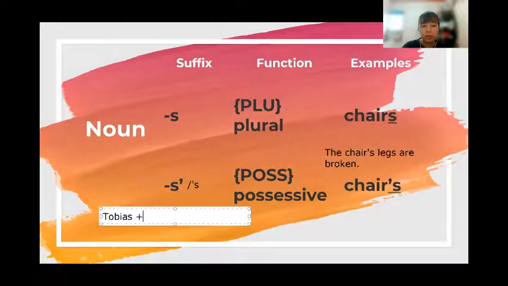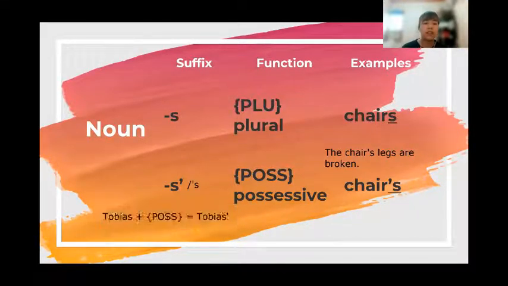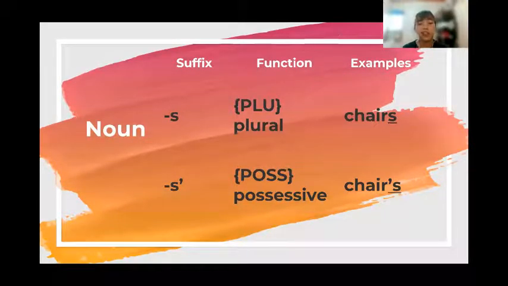So for example, Tobias, the name of a person, a proper name of a person. So Tobias plus possessive is equal to Tobias apostrophe because it ends in S. So here you just add an apostrophe if you're forming it into a possessive noun. Okay. So the same, as you have seen, the part of speech did not change. We just added your S or your S apostrophe, but it did not change the part of speech.